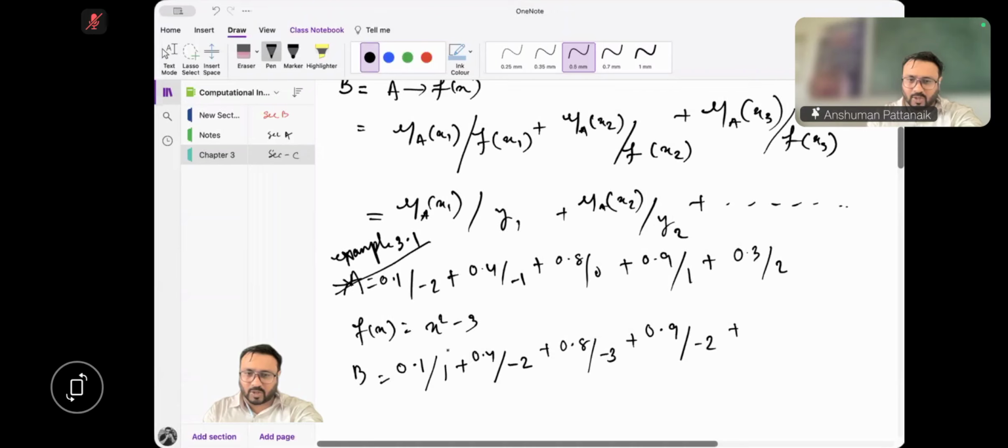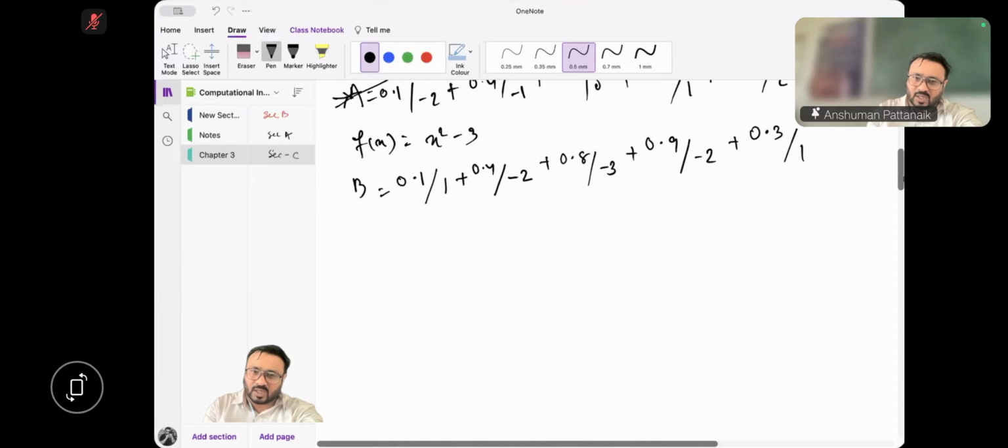2 put करेंगे तो क्या होगा? 2 to the power 2 is 4. 4 minus 3 will be 1. So 0.3 by 1. If you see, this should be the answer, but there is a problem. Hello, what is the problem? Observe the sentence and tell me. Further, some values of y are repeating twice.